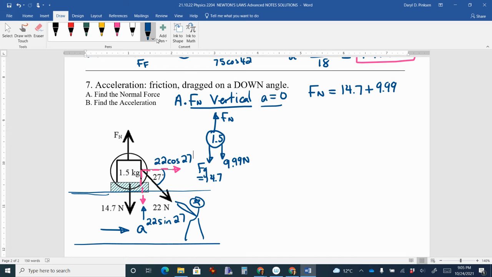Here you're pulling down into the surface. You're increasing the normal force. This part is the weight, and this is the 22 sine 27. So here the normal force is going to be 14.7 plus 9.99 equals 24.7.